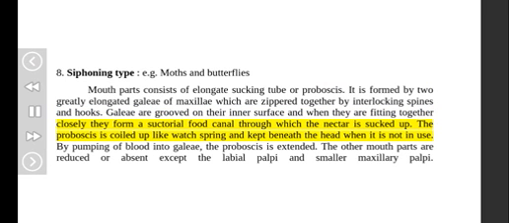The proboscis is coiled up like a watch spring and kept beneath the head when it is not in use. By pumping of blood into the galleae, the proboscis is extended. The other mouth parts are reduced or absent, except the labial palpi and smaller maxillary palpi.